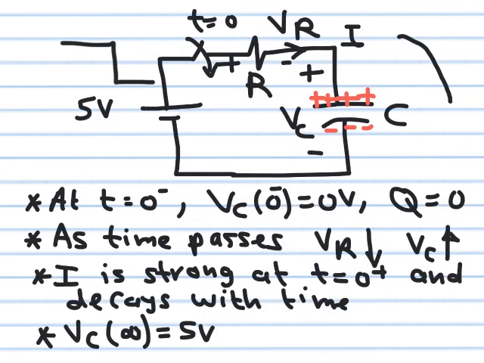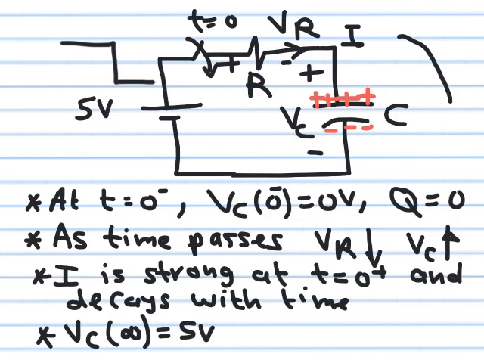Okay? Once you reach a steady state at sufficiently long time, the current will reach 0. It's decaying. It's very strong at the beginning, and we can know the value of this current at time 0. Because there are 0 volts here at time 0 when you close the switch, this whole 5 volts will appear across VR, then the current in the beginning is equal to 5 over R. Remember, these are time-varying circuits, time-varying quantities, so all the currents and voltages are changing with time.